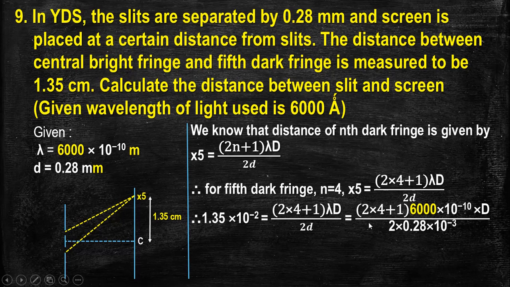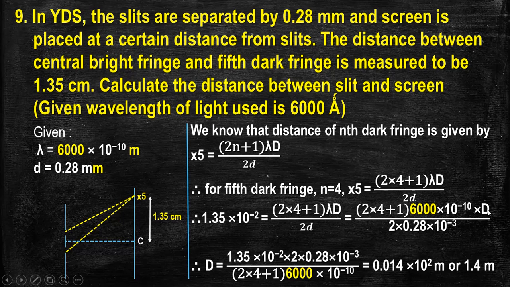Then you have to substitute the values in place of x5. You have to write 1.35 into 10 to the power of minus 2 equals (2 into 4 plus 1) into lambda D upon 2d. 2 into 4 plus 1 as it is. Then you have to write the value of lambda, 6000 into 10 to the power of minus 10 meter. And the D value we don't know, keep it as it is. Then 2 times the small d value, 0.28 into 10 to the power minus 3.